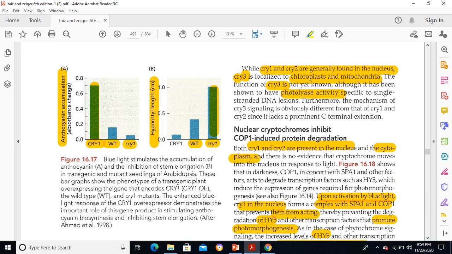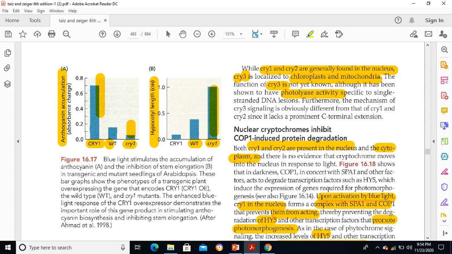Now in this graph you can see Cry1, this is the mutant, this is the wild type. If cryptochrome 1 is overexpressed, you can see an increase in anthocyanin accumulation. So here it is the absorbance change of anthocyanin accumulation. I told you that cryptochromes promote anthocyanin production. So if cryptochromes are overexpressed, you can see there is increased production of anthocyanin.